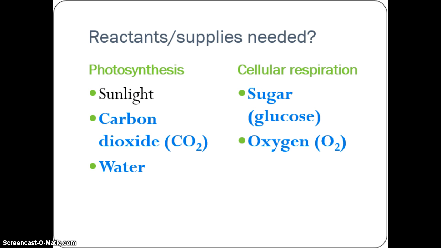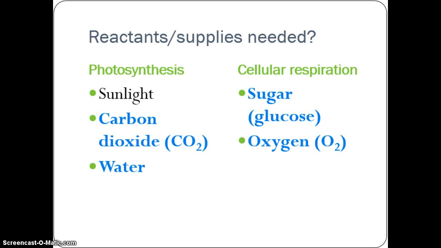Next one we have is, what do we need to carry out each process? Well, for photosynthesis, you already knew that you needed sunlight. You also need carbon dioxide, and you need water. For cellular respiration, you need glucose, which is sugar, and oxygen.